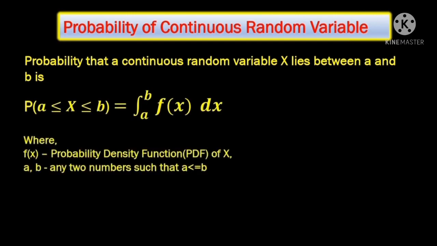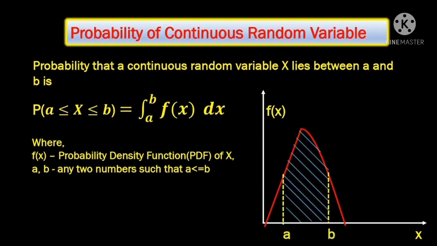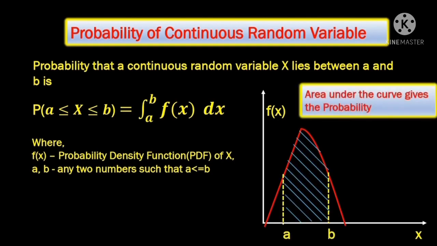So the probability of a continuous random variable x is given by the integration from a to b of f of x dx. So friends, how does integration come into the picture? Well, that's because the area under the curve of f of x and x from a to b always gives you the probability, which can be very easily calculated using integration.